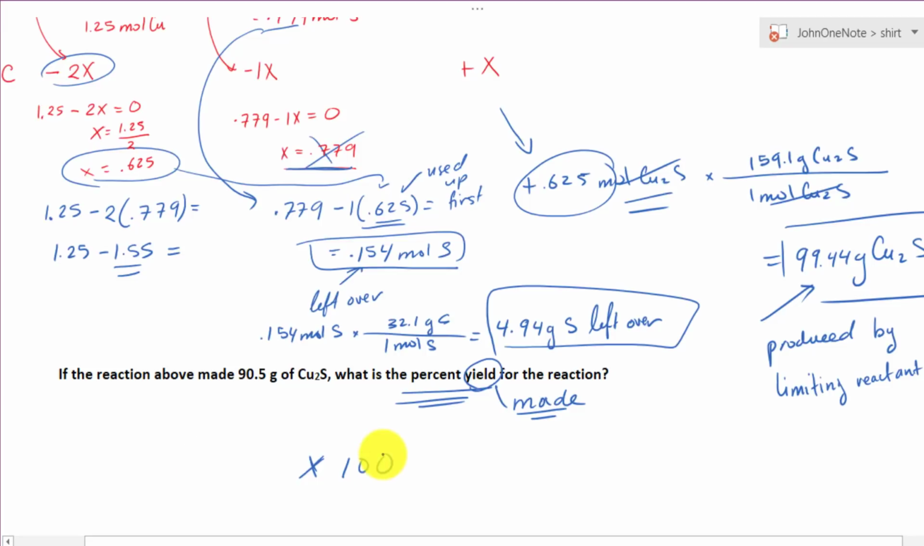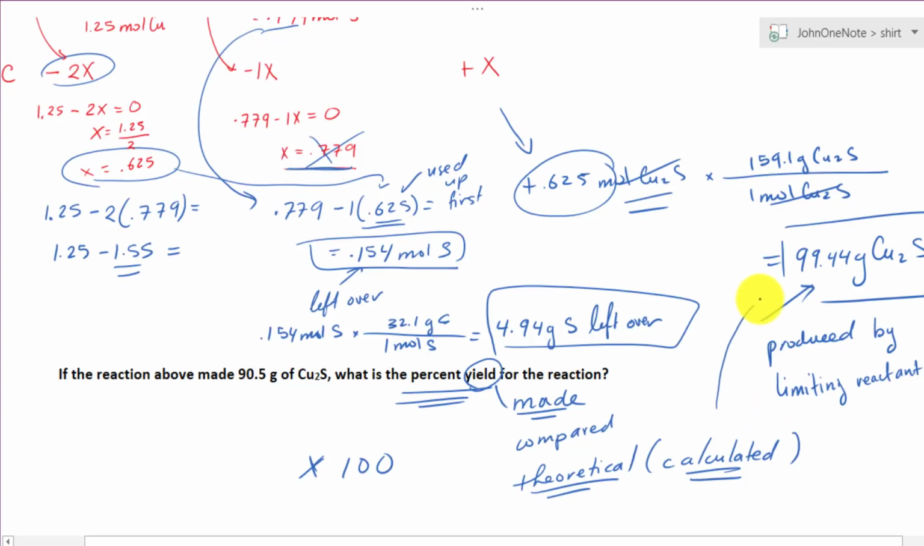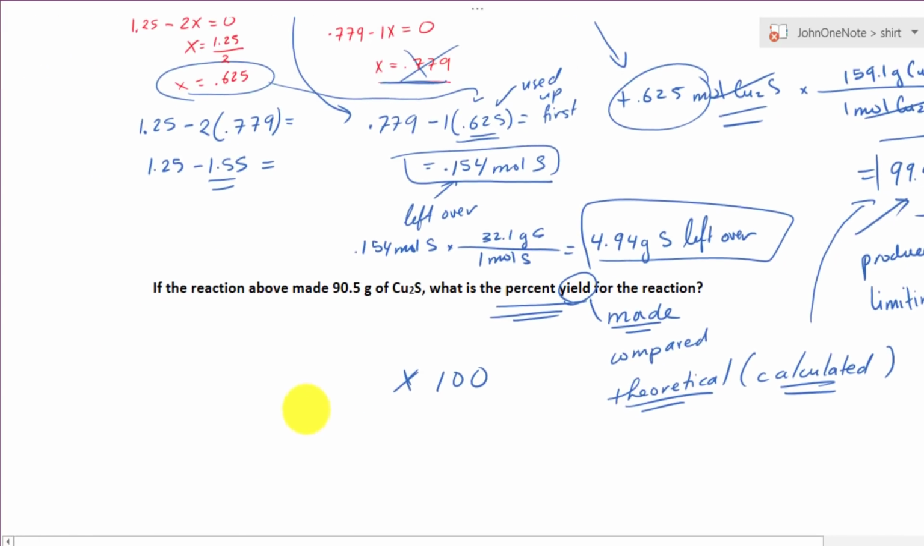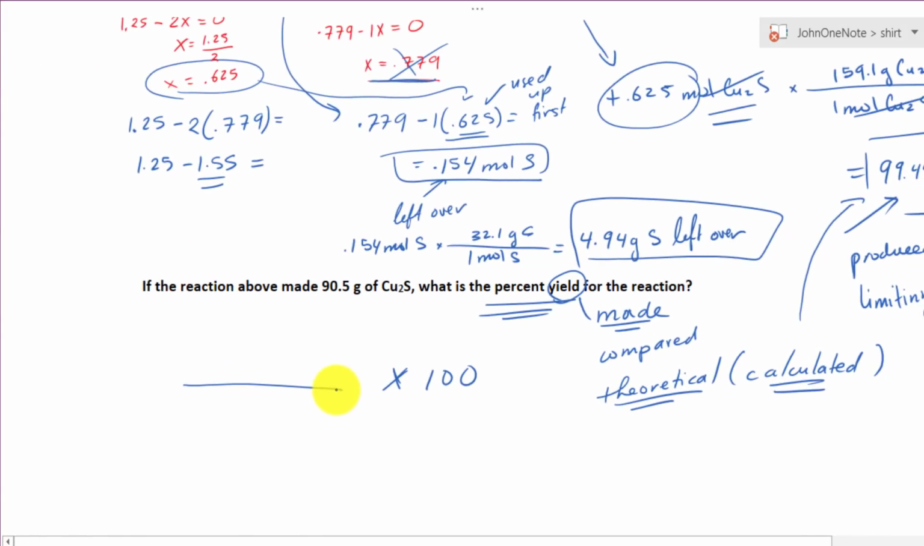Well, what is that being compared to? Well, of course, the value being made is compared to the theoretical number. What is the theoretical number? It's 100% efficient. So that is being compared to theoretical. What does theoretical mean? That means calculated. You use your mathematical application to calculate it. In this case, how much did we calculate? It turned out to be 99.4 grams of copper sulfide. And we compare it, and that's the theoretical value. So this right here is theoretical.